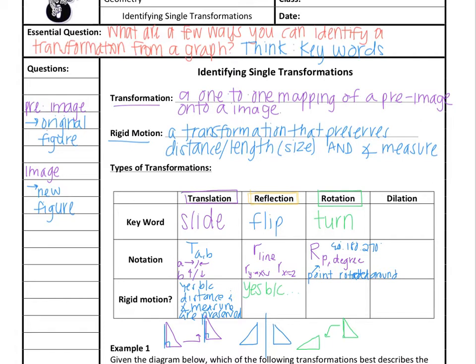And then we have that question again, is it a rigid motion? Is distance and angle measure preserved? The answer again, yes. And again, you can write because distance and angle measure are preserved.